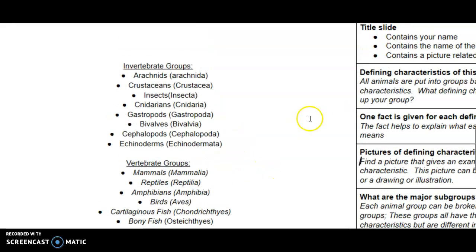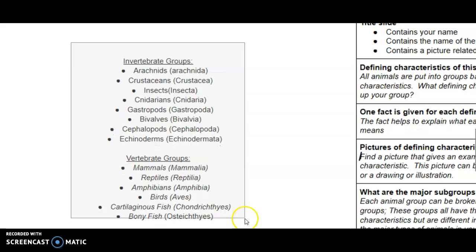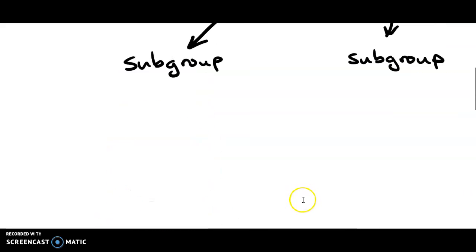Okay, hello everyone. Just wanted to explain this animal project if you need some help. So yesterday you should have picked one of these groups from the list. You could pick any one. I'm sure you've heard of some or all of them. So you could pick any one of these, and that's what you're going to be doing your project on today.